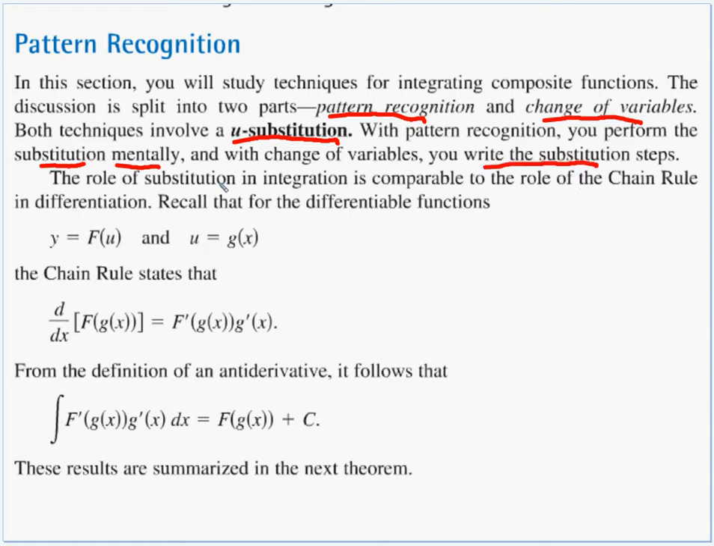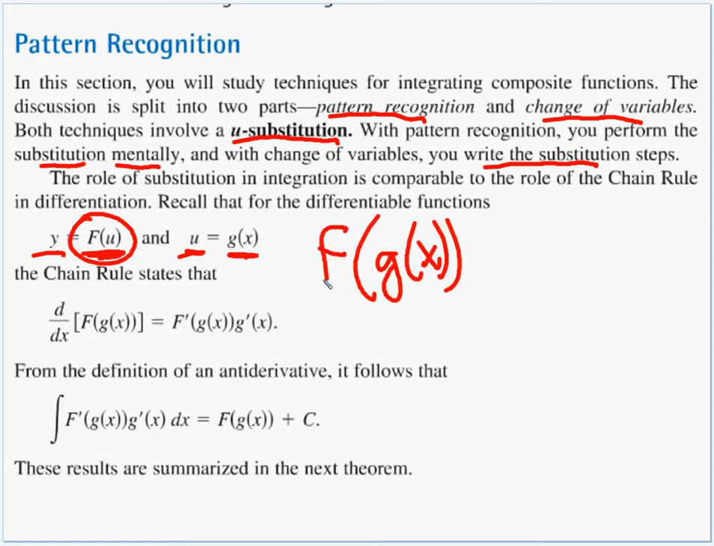The rule of substitution in integration is comparable to that of the chain rule in deriving, because we're going to undo the chain rule. So let's see what the book says here. We have y is equal to our function capital F of u. U is equal to g of x. So we could rewrite that F of u as F of g of x. It looks like a composite function. F is the outer, g of x is the inner.